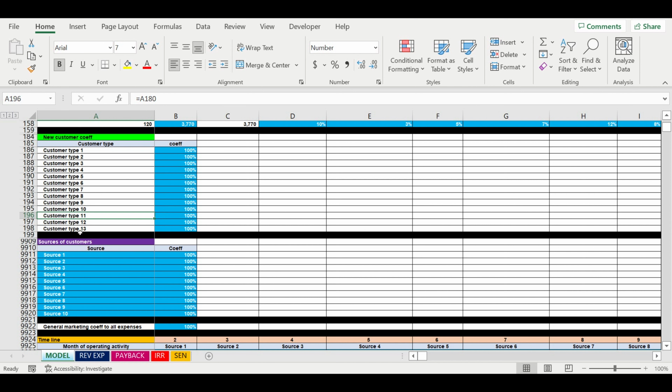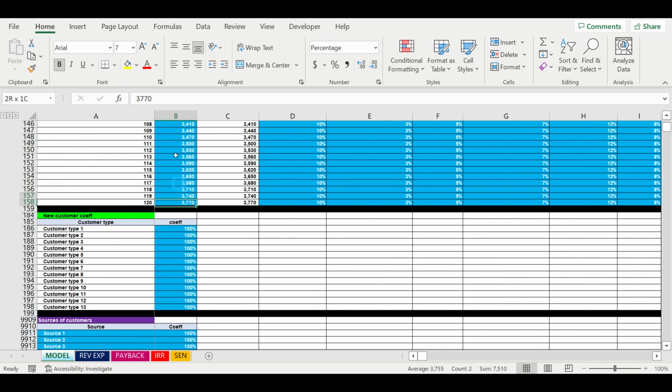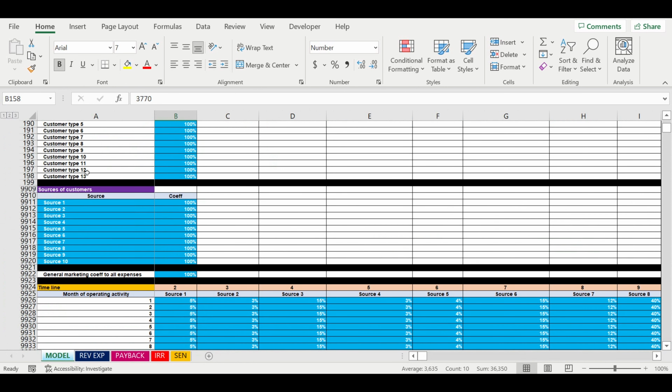So for example, if we're too optimistic with customer type number 13, we can decrease the amount of customers. For example, take 50% here and see what will be the payback period if we have 50% of these numbers for customer type number 13.